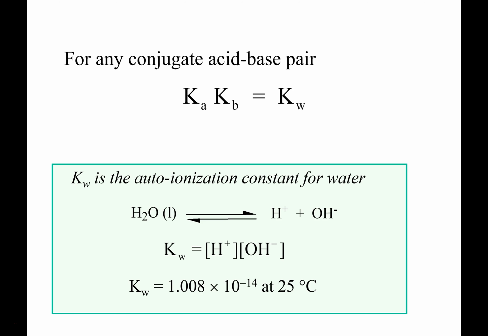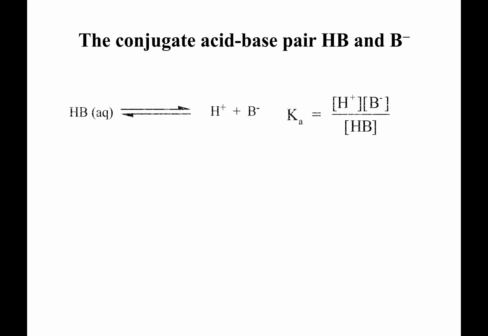All right, so this is kind of fun. We can pick on acetate and acetic acid. If you look up the Kb for the acetate ion and the Ka for acetic acid, and you multiply them times each other, they will equal Kw, which is 1.0 times 10 to the negative 14 at 25 degrees Celsius. So for any conjugate acid-base pair. Here's a little proof to show you how that would work.